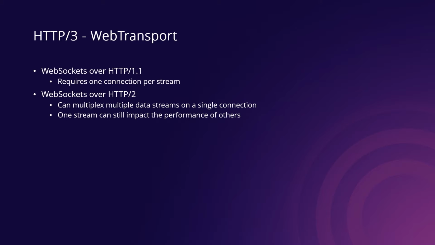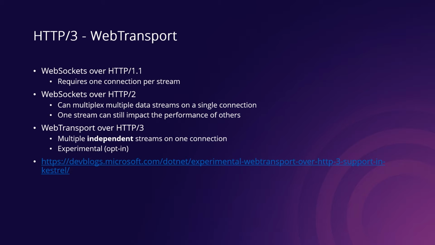However, because of how it's done with TCP, if you lose a packet on a stream, other streams of data will be impacted in terms of performance. So that's not the best way to get the communication working. With HTTP 3, on a single connection, you have independent streams. So even if one stream gets slowed down, the other streams won't get impacted.